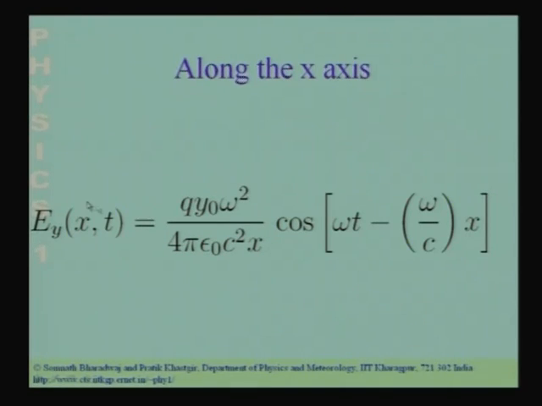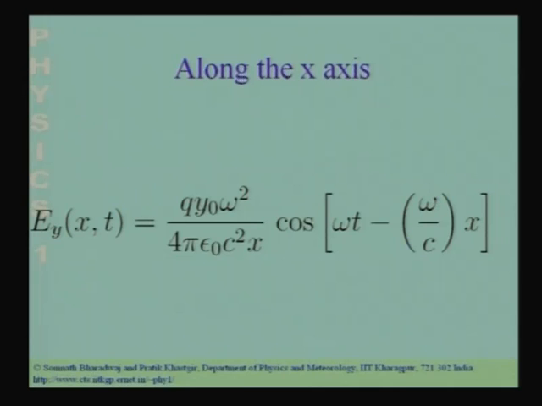It has only the y component, and at a distance x away, this is the magnitude of the electric field. So, the point to note is that it will depend on the acceleration of the charges at a retarded time. The retarded time is t minus x by c, and there is a factor of omega which is there for both of these. So, this takes into account the retardation which has to be put in.